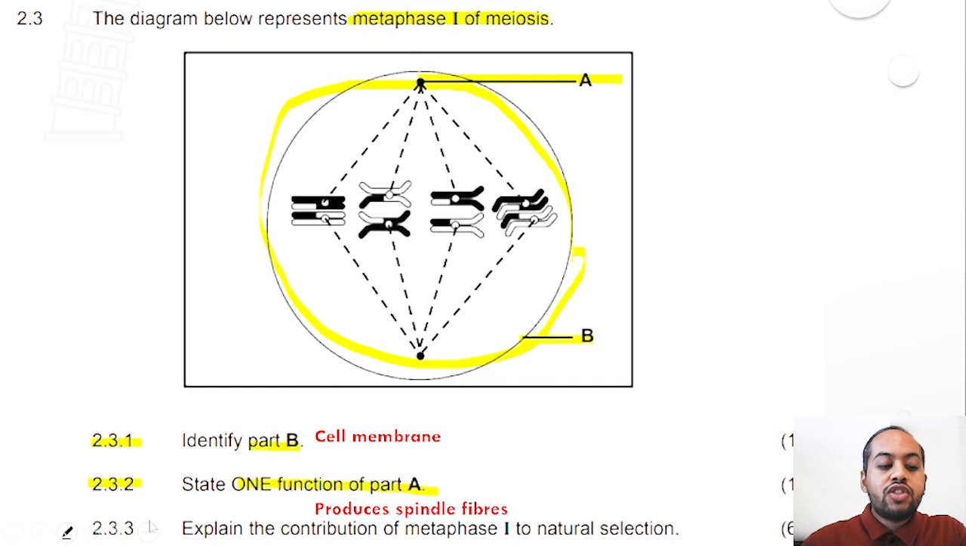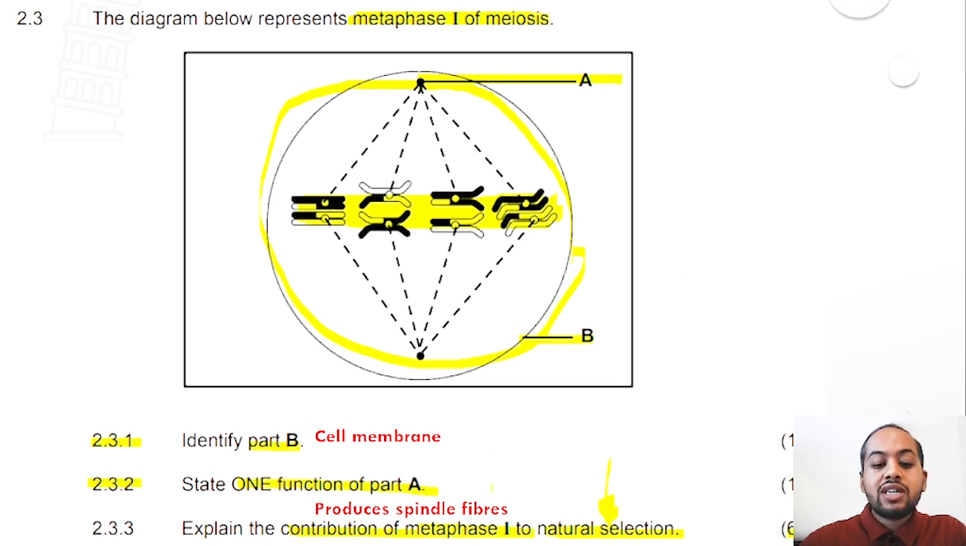The next question, 2.3.3, says explain the contribution of metaphase 1 to natural selection for 6 marks. In metaphase 1, something that contributes towards increasing genetic variation is the random arrangement of chromosomes on the equator. If we are increasing genetic variation, and we're speaking about natural selection, that comes from the topic on evolution. To start explaining the process of natural selection, we normally say that we have a great deal of variation that occurs in a population.